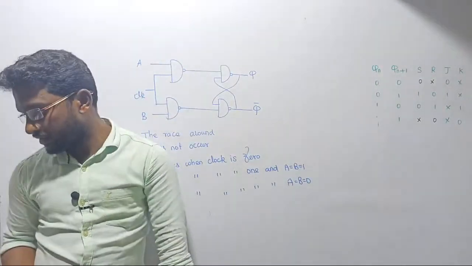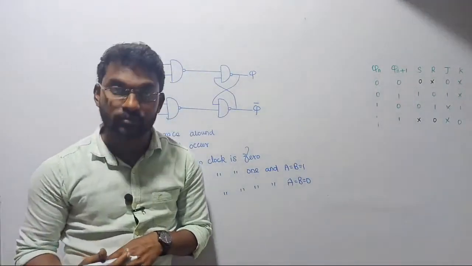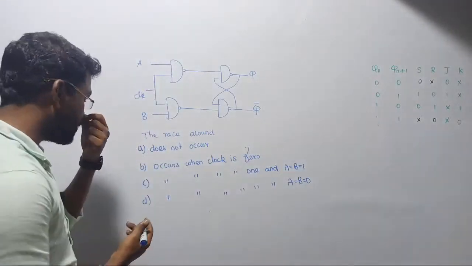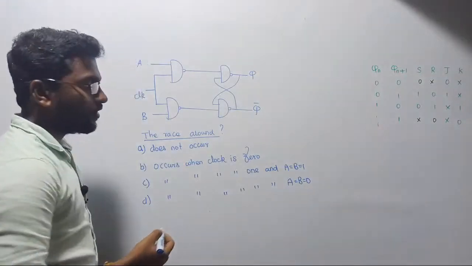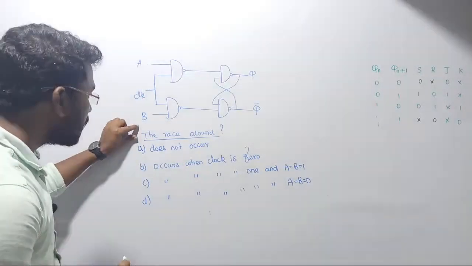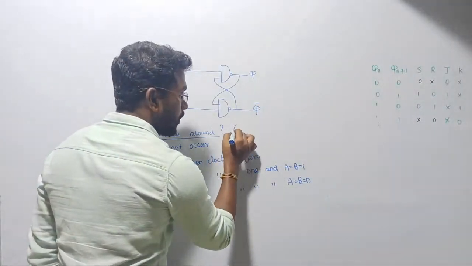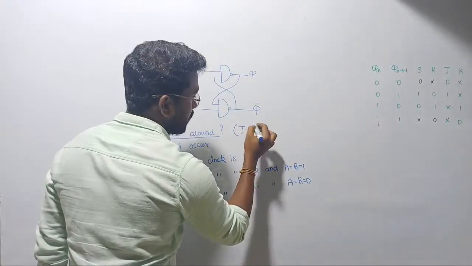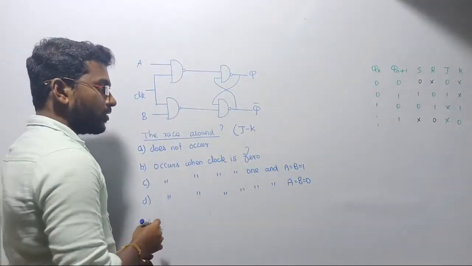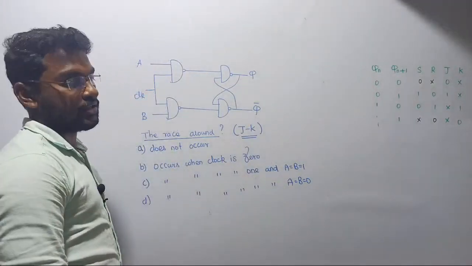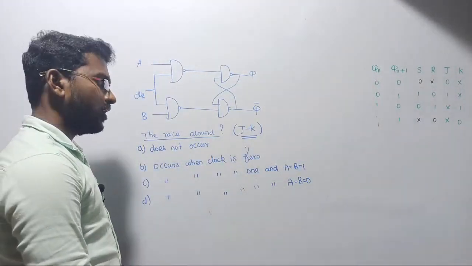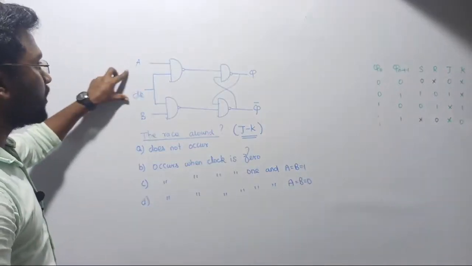Can anyone post your answer in the comment section? It is a very simple question. The question is, when does the race around condition occur? First of all, we heard the term race around in which flip-flop? JK flip-flop. Yes or no? Of course, that is the one and only flip-flop where we observe the race around condition. Do you all agree with me? Yes. Now, what type of flip-flop is given to us?